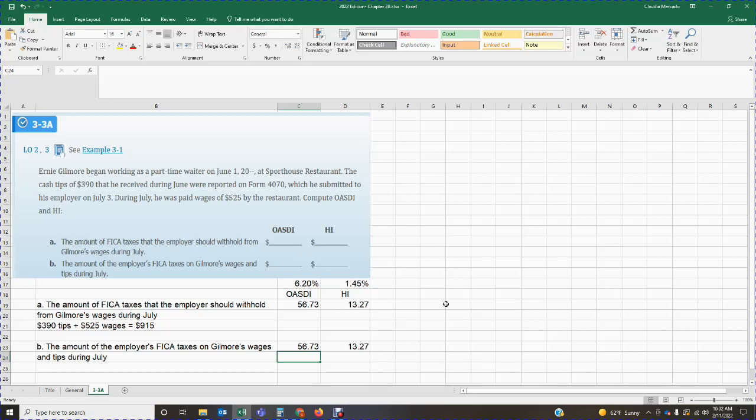So these are the calculations. The key here is just making sure that we add the tips to our wages to get our taxable earnings. Once you get your taxable earnings, you just multiply by the respective rates, 6.2 for OASDI and 1.45 for HI. I hope this clarifies any questions or concerns you might have on problem 3.3. And make sure that you do listen to the next lectures that I'm going to be uploading that cover some additional problems over chapter 3.